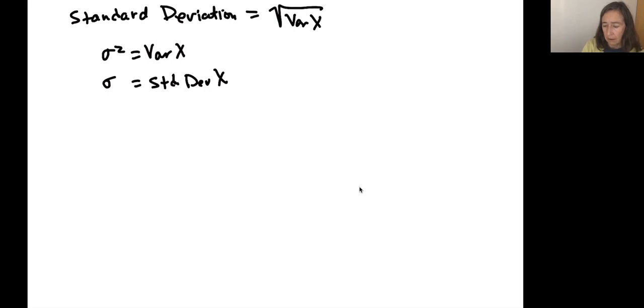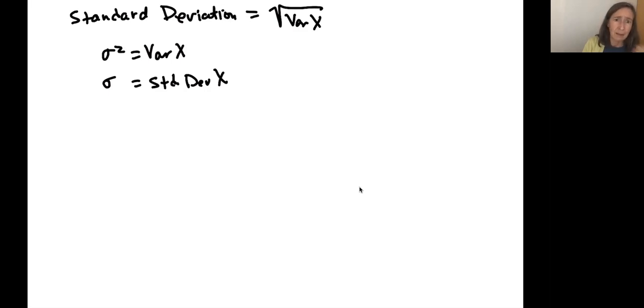So what we might say in this case is that 2 standard deviations from the mean corresponds to a range of 66 plus or minus 2 standard deviations. Each standard deviation is 3 inches. So this would be a range of 60 to 72 inches.